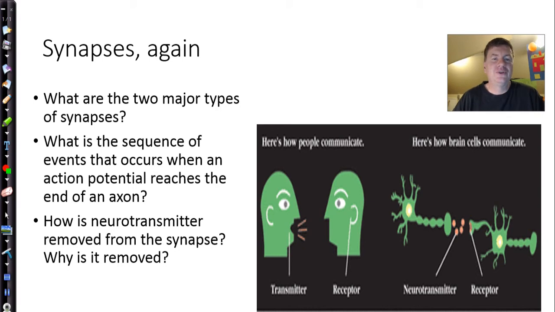So I'll introduce to you a second kind of synapse, one we have not discussed yet. We'll look at the sequence of events again of what happens when an action potential reaches the end of an axon, and then how a neurotransmitter is removed from the synapse and even why it's removed. So let's start there.